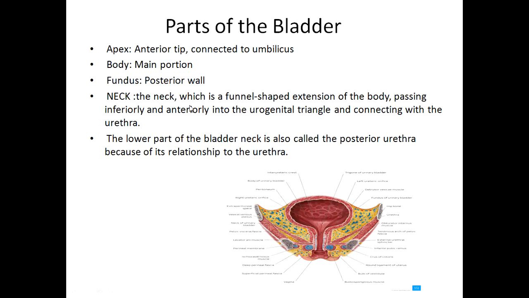The neck is a funnel-shaped extension of the body, passing inferiorly and anteriorly into the urogenital triangle, connecting with the urethra. This is the neck of the urinary bladder. It passes inferiorly into the urogenital triangle and connects with the urethra. The lower part of the bladder neck is also called the posterior urethra because of its relationship to the urethra.